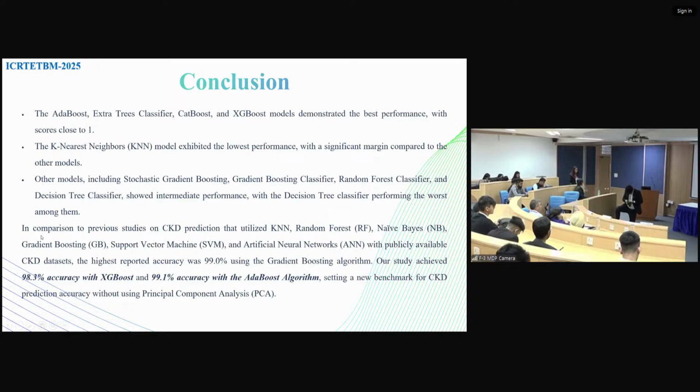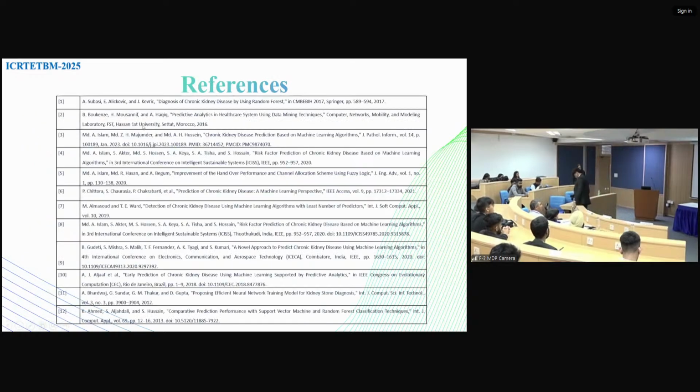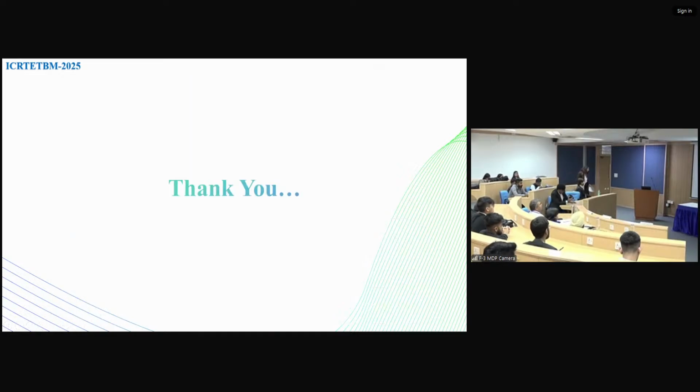In comparison to previous studies on CKD prediction, our model achieved 98.3% accuracy with XGBoost and 99.1% accuracy with the AdaBoost algorithm, setting a new benchmark for CKD prediction accuracy without using any PCR. These are all the references I used. Thank you.